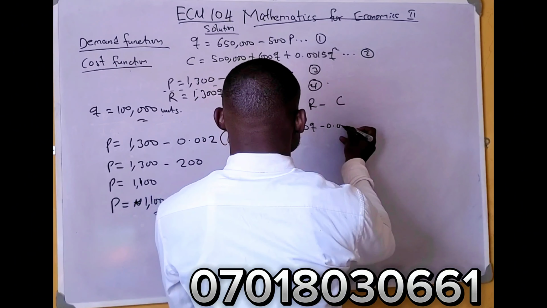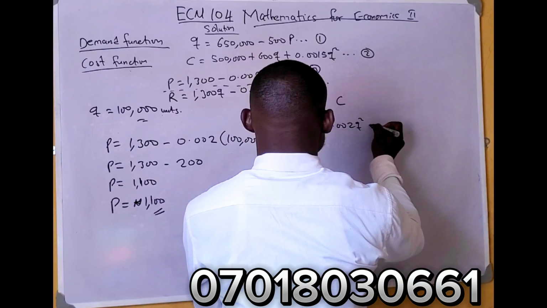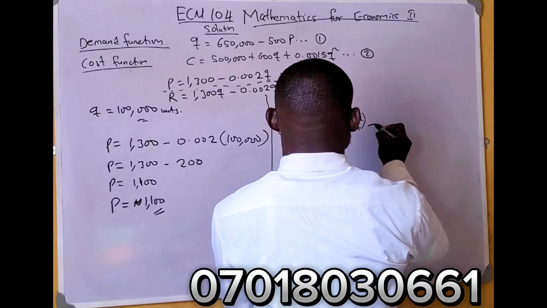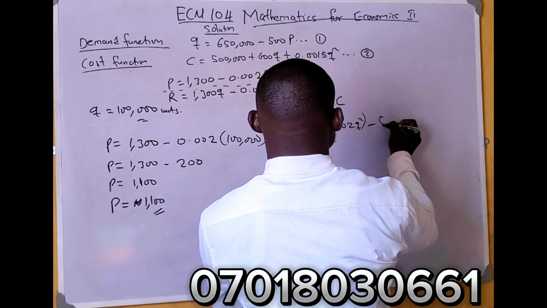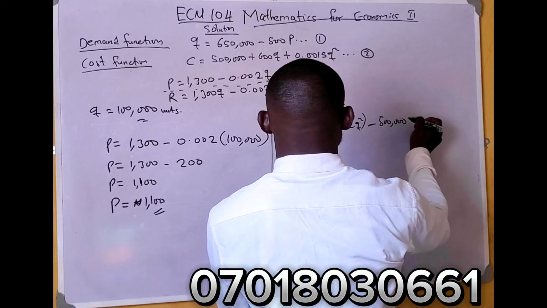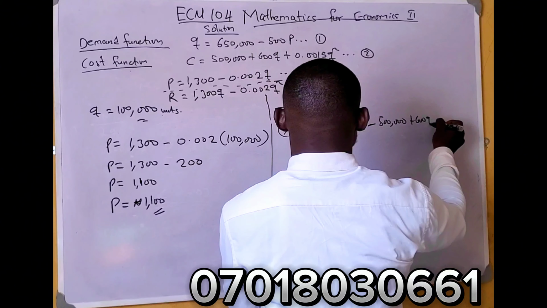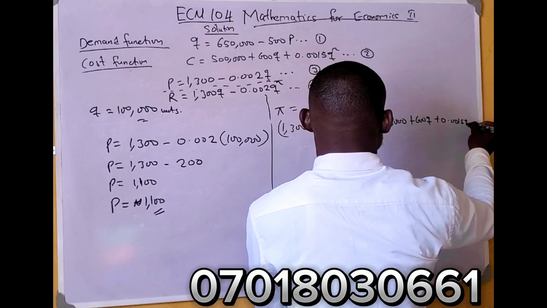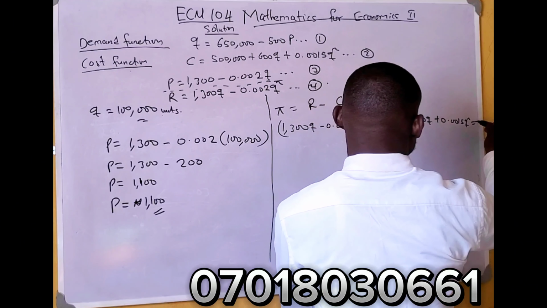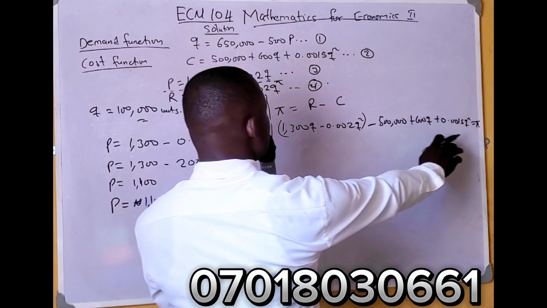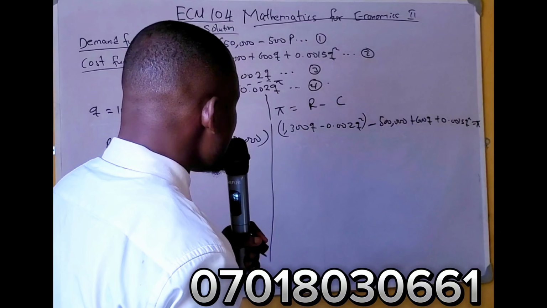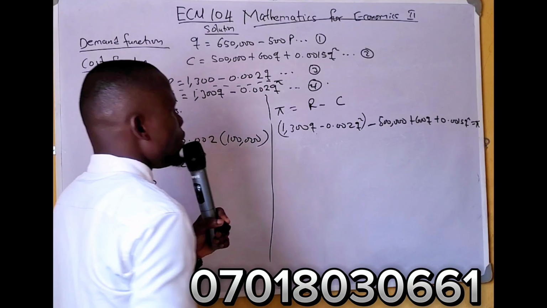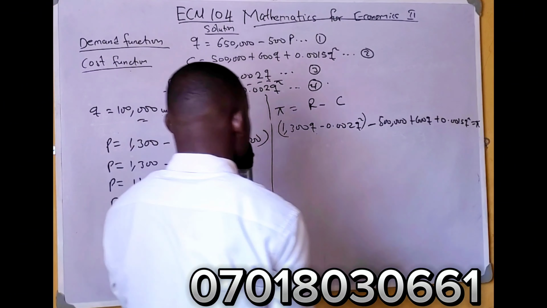minus 0.002 Q square, minus your cost, that's 500,000 plus 600Q plus 0.0015 Q square, equals profit. This is what profit is equal to. So all you simply do here is substitute 100,000 for Q in this expression.